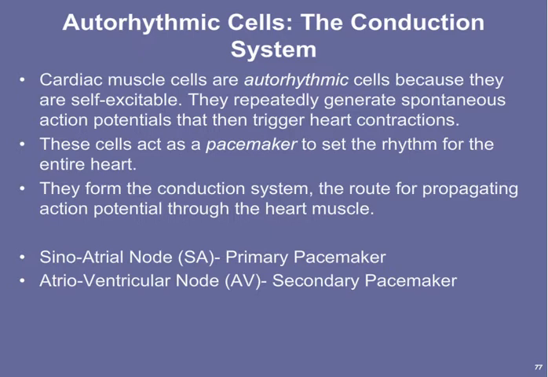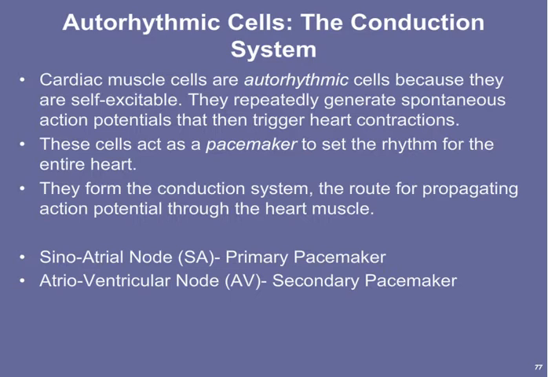I said before that one of the big things that sets cardiac muscle apart from skeletal muscle is its ability to generate its own action potentials. We call this autorhythmicity. So cardiac muscle cells are autorhythmic cells because they are self-excitable. They repeatedly generate spontaneous action potentials that will trigger the heart to contract. These autorhythmic cells act as pacemakers to set the rhythm for the entire heart. They also form the conduction system, which is the route for propagating action potentials throughout the heart muscle.